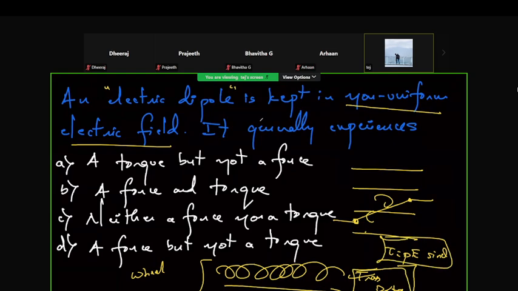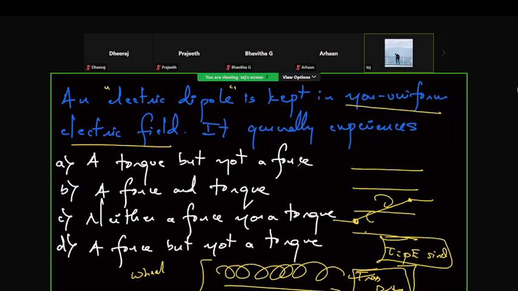It generally experiences what? Guys, now listen. Read all four options, because I can see the words torque and force being repeated so many times. The first option says a torque but not a force.